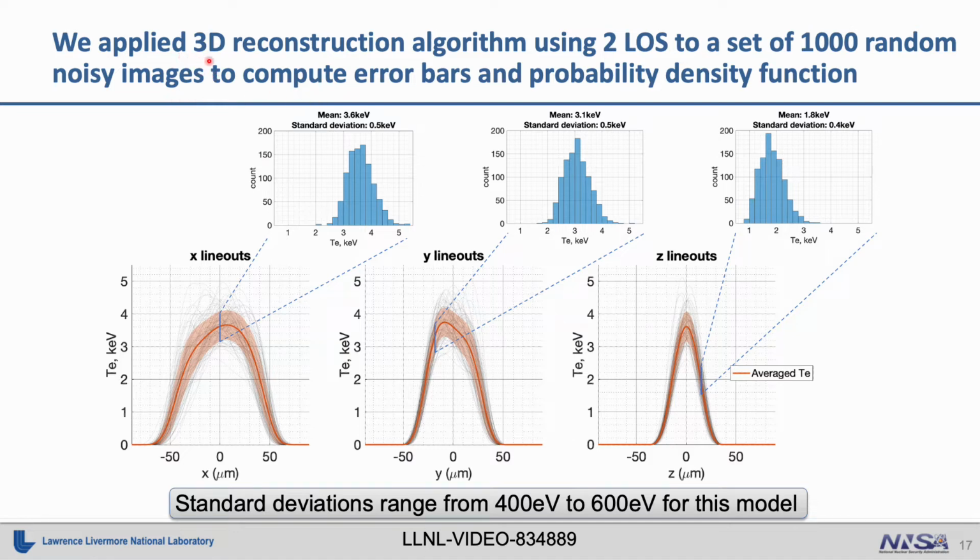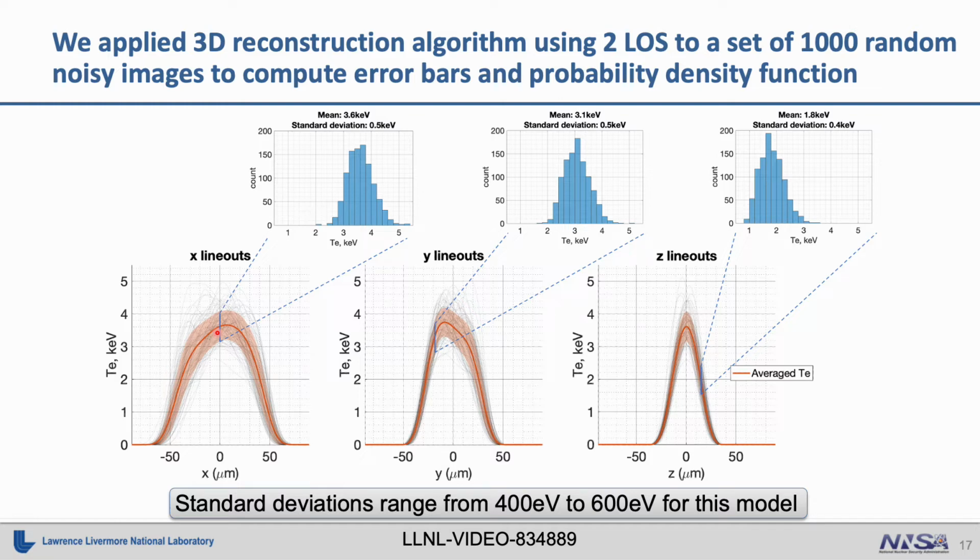We apply our 3D reconstruction algorithm using two lines of sight to this large data set, Monte Carlo sampled with random noise, to compute the error bars and also the probability density function of our TE measurement. So here in the plot, the solid red line is the average TE measurement from the 1,000 random noisy data sets. And then the red shaded region is the plus minus 1 standard deviation region of our TE measurement.